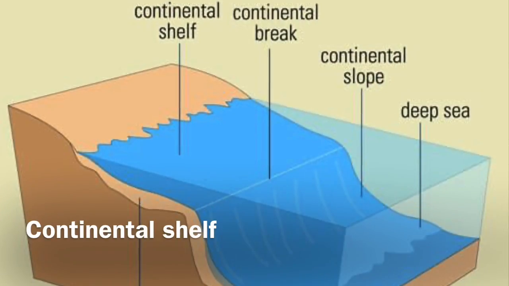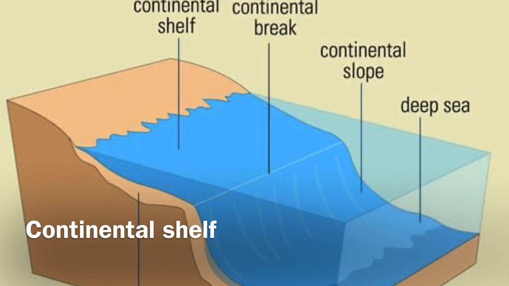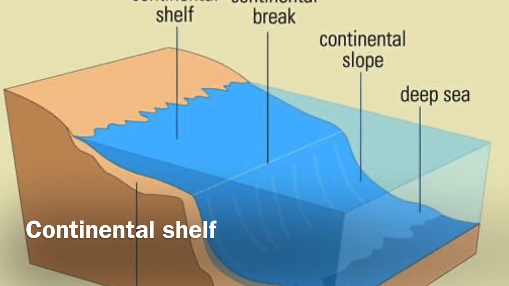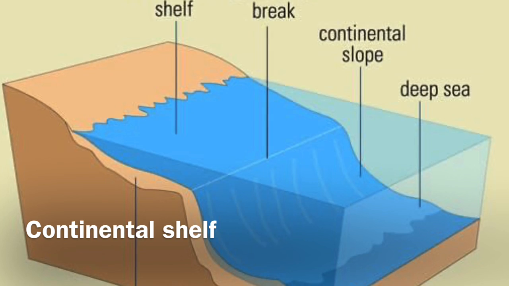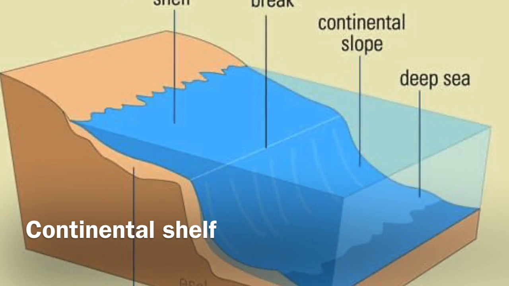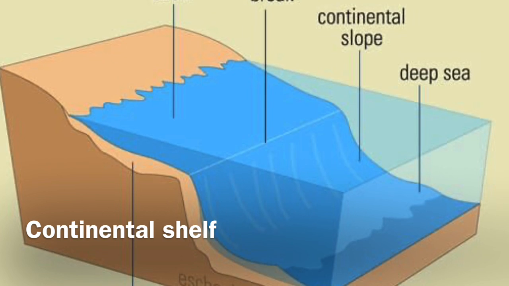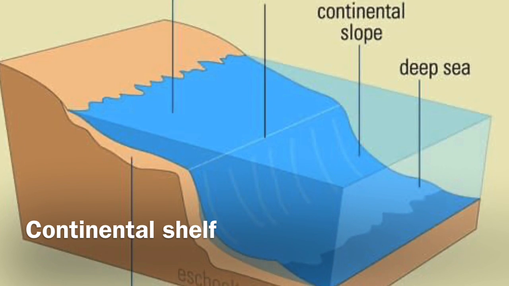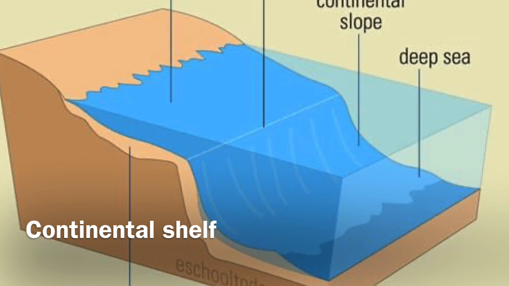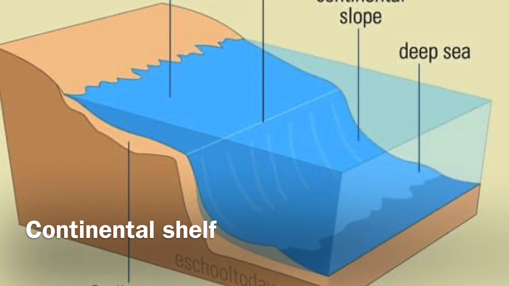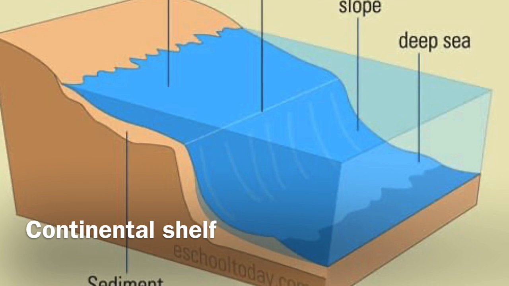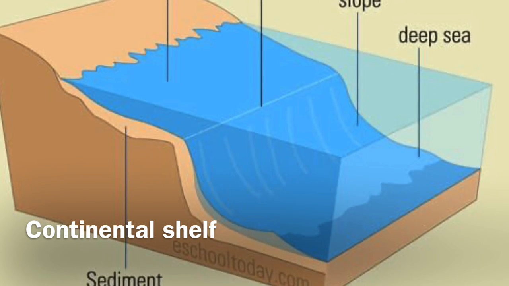The first relief feature of the ocean is the continental shelf. What is the continental shelf? It is the area of land under the sea on the edge of the continent. That area is called the continental shelf.